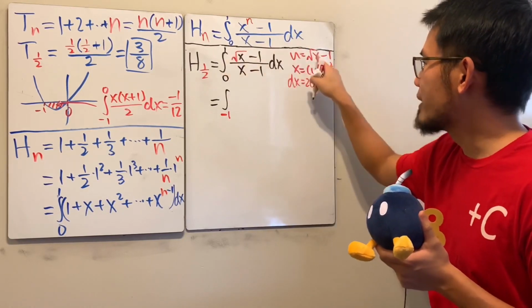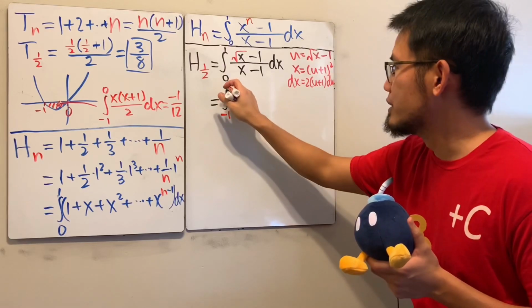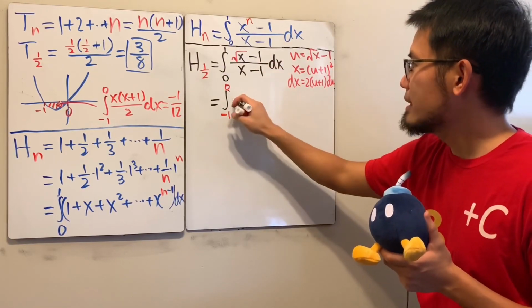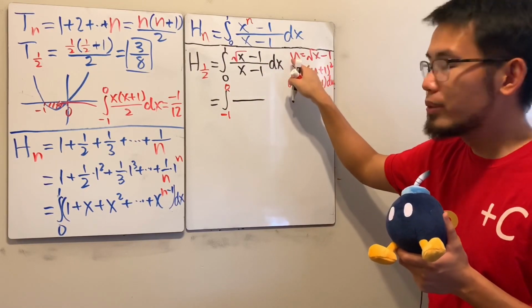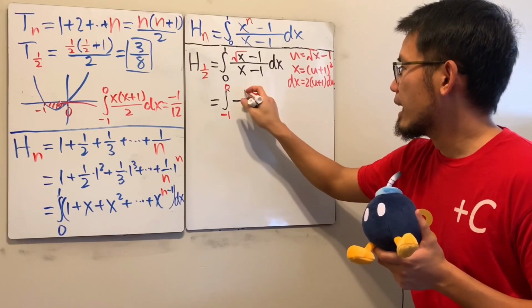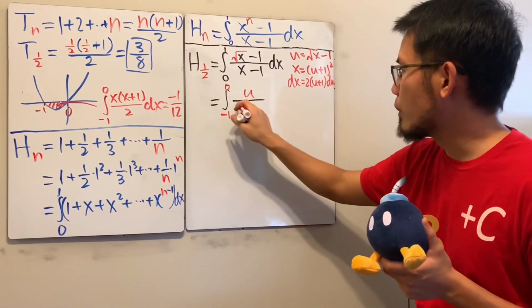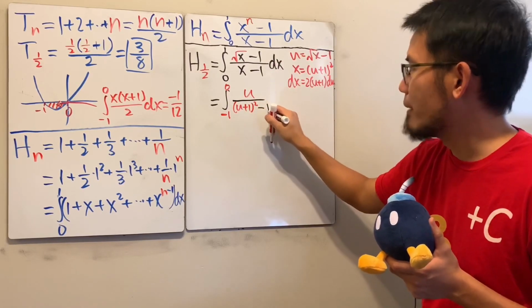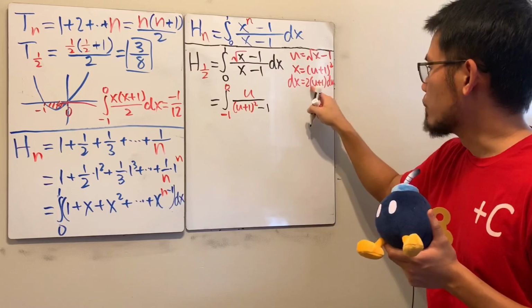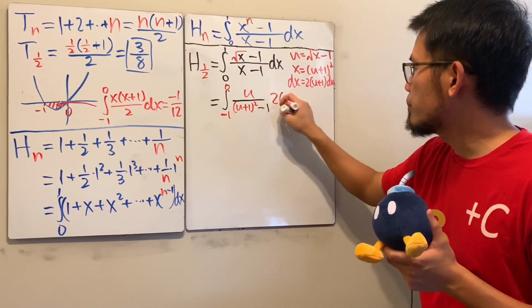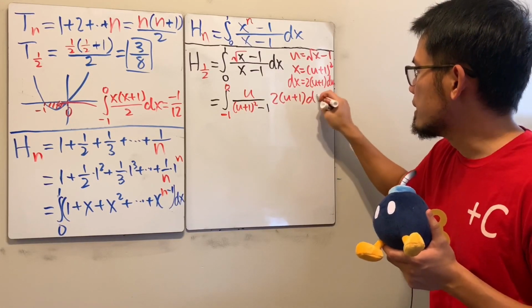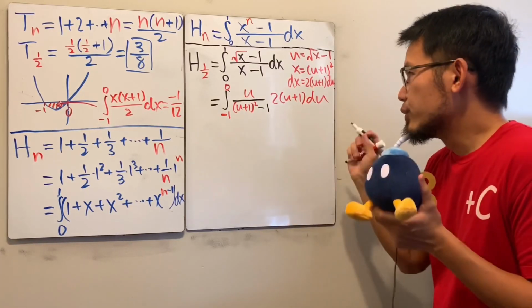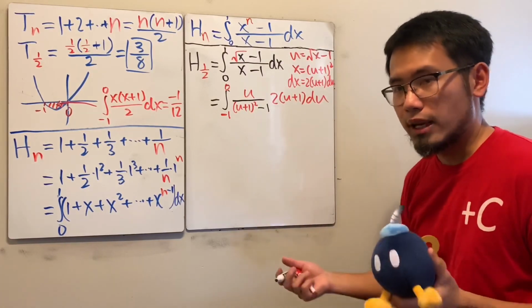When we put 1 right here, 1 minus 1, we get 0. And the top is precisely our u, so we just have that. And then the x is all that, so we'll put down (u plus 1) squared, and then minus 1. And for the dx, we have all this, so let's put down 2(u plus 1) du. All right, to integrate this, it's not so bad. We can just do some algebra.